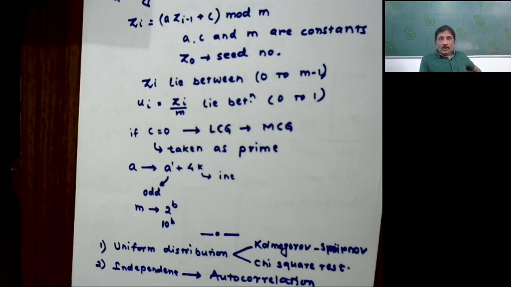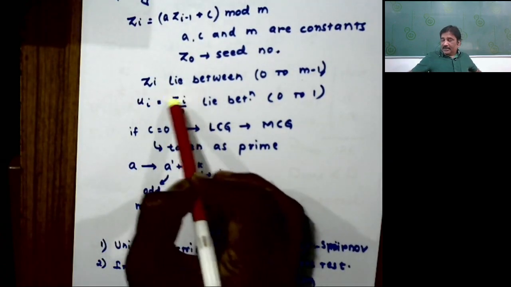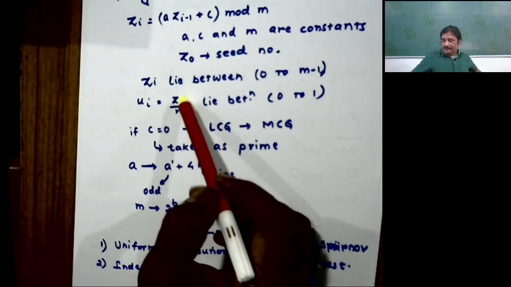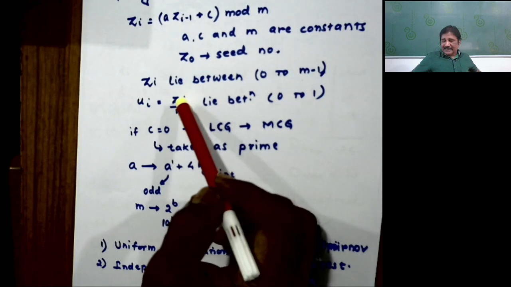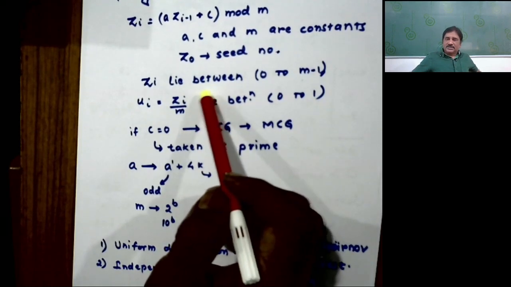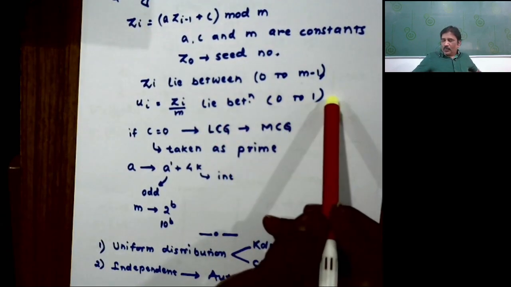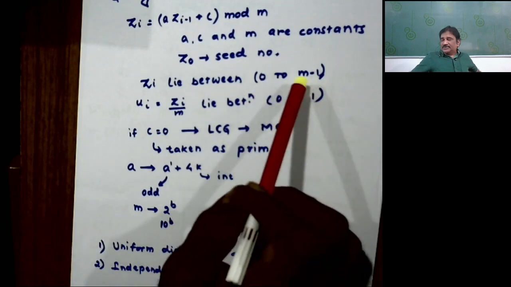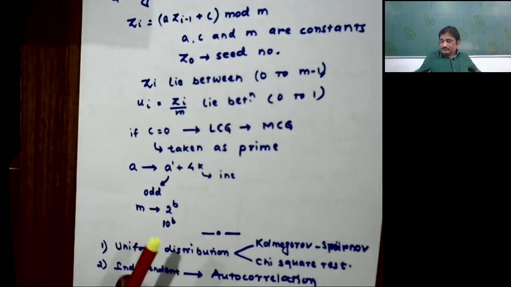Now, if you want the random number to be between 0 and 1, what you have to do is divide this random number by this m. m will definitely be greater than zi, because zi lies between 0 and m minus 1. So this number will lie between 0 and 1. This is how you get the random numbers to lie between 0 and m minus 1, and to lie between 0 and 1.